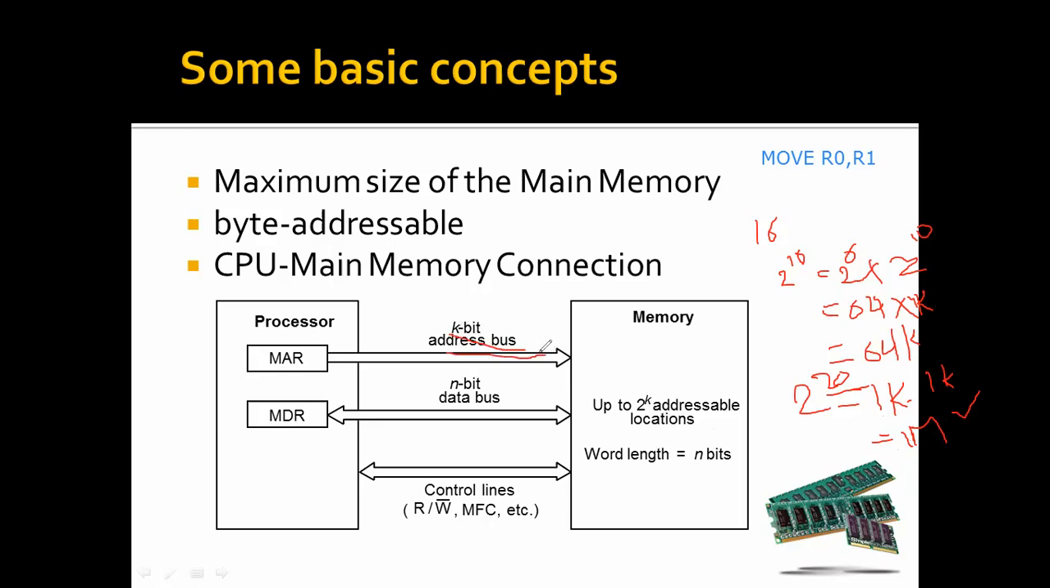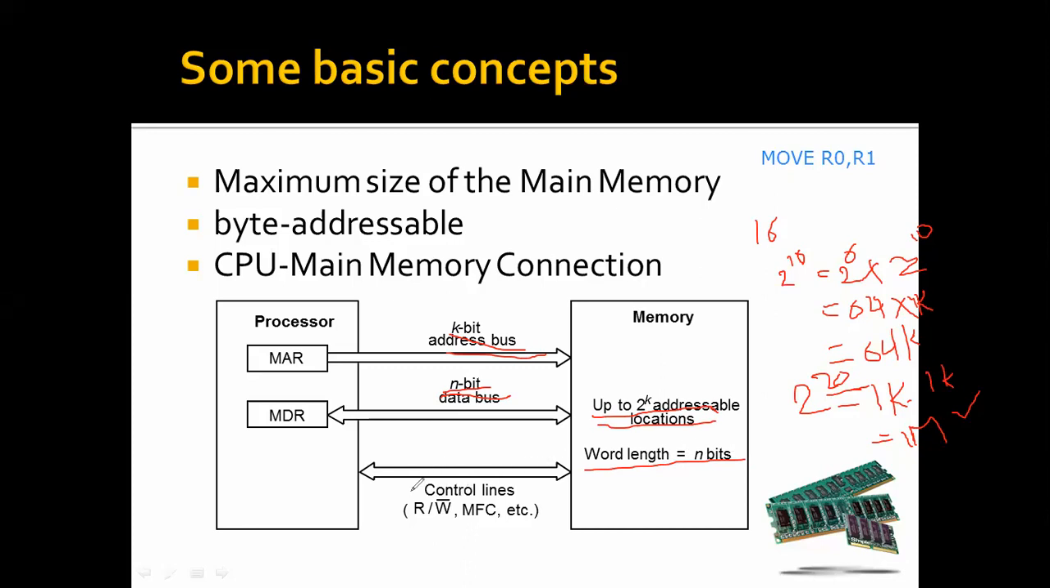A K-bit address bus means K address lines are used, so the maximum is up to 2 power K addressable locations. If the data bus is n bits, that means there are n data lines. Based on the data lines, we know the word length of the processor. The word length of the processor is known by using the number of data lines. That's why the word length is equal to n bits.